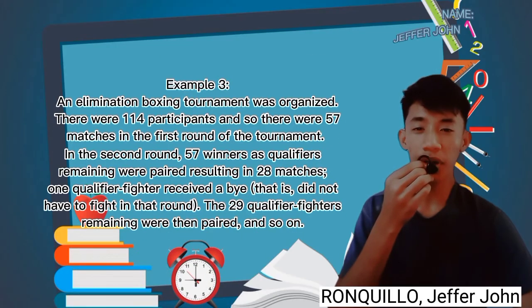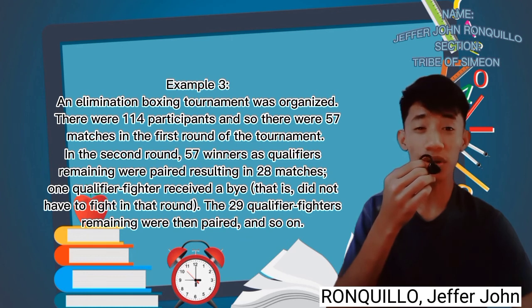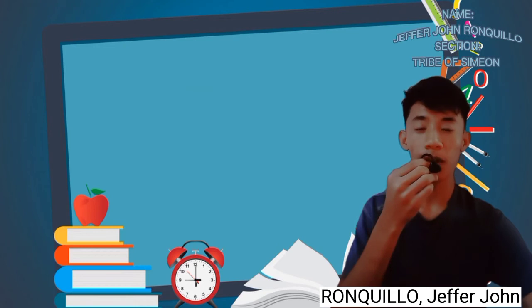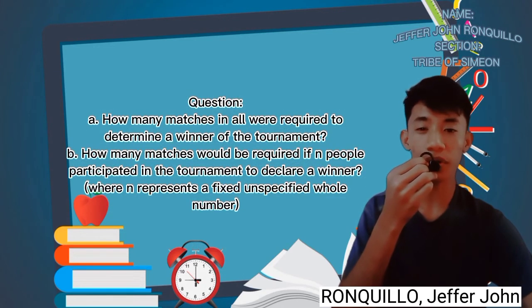Example 3. An elimination boxing tournament was organized. There were 114 participants, and so there were 57 matches in the first round of the tournament. In the second round, the 57 winners remaining were paired, resulting in 28 matches. One fighter received a bye. The 29 fighters remaining were then paired, and so on. Questions: A, how many matches in all were required to determine a winner of the tournament? B, how many matches would be required if n people participated in the tournament to declare a winner?